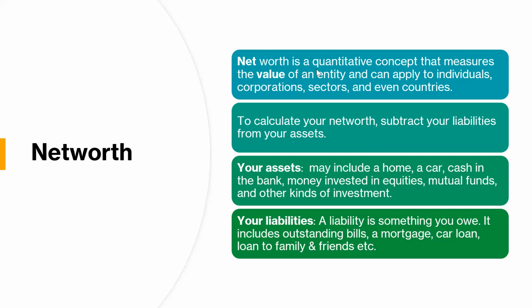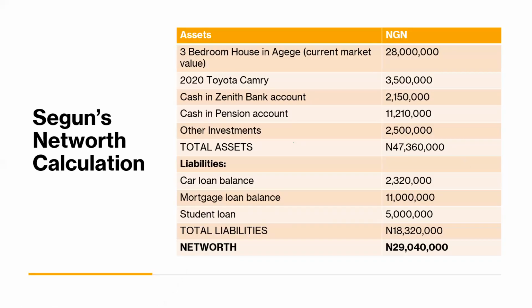So my next slide will show us how to calculate our net worth. I've used a hypothetical name, Segun's net worth calculation. So this is how much Segun is worth. Let's look at Segun's assets. Segun has a 3-bedroom house in Agege. The current market value of that house is 28 million naira. He has a 2020 Toyota Camry.